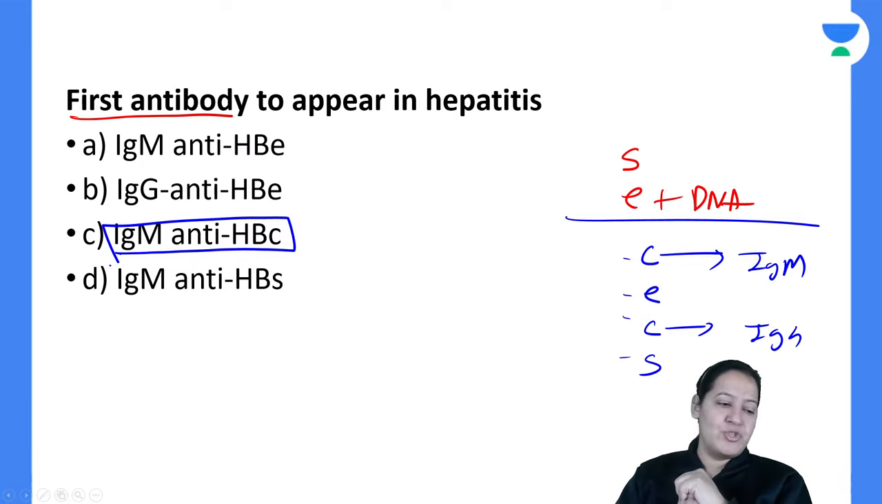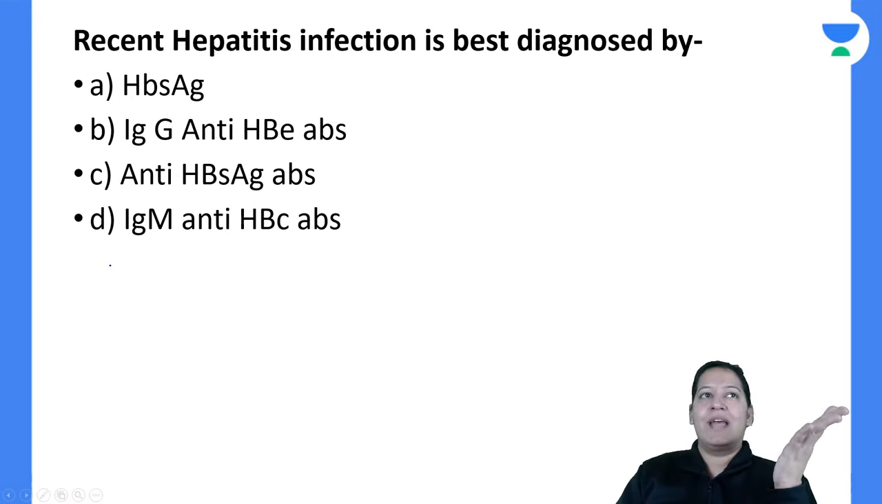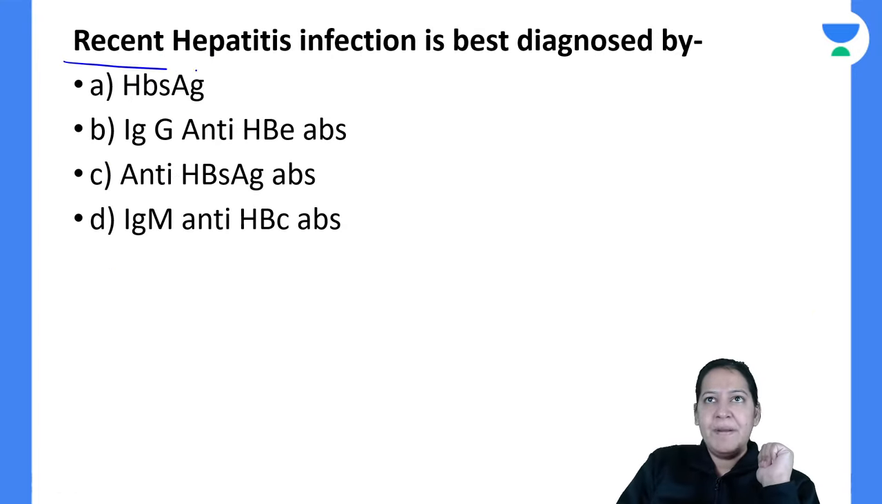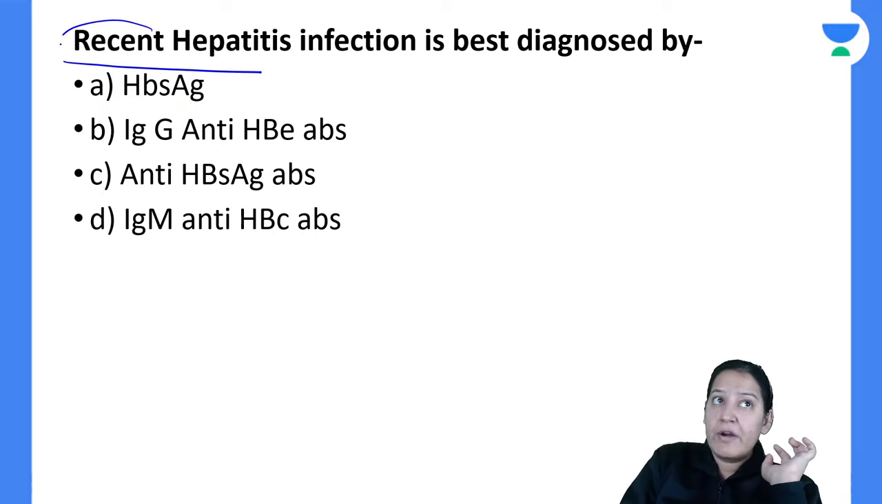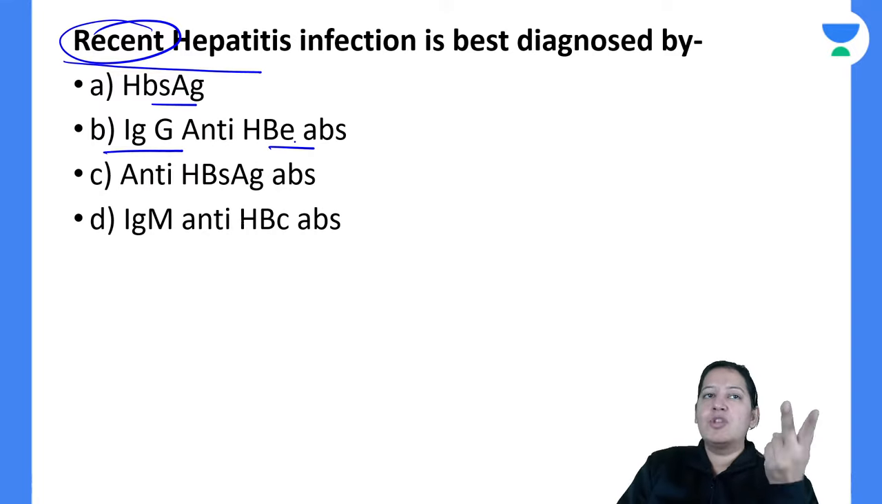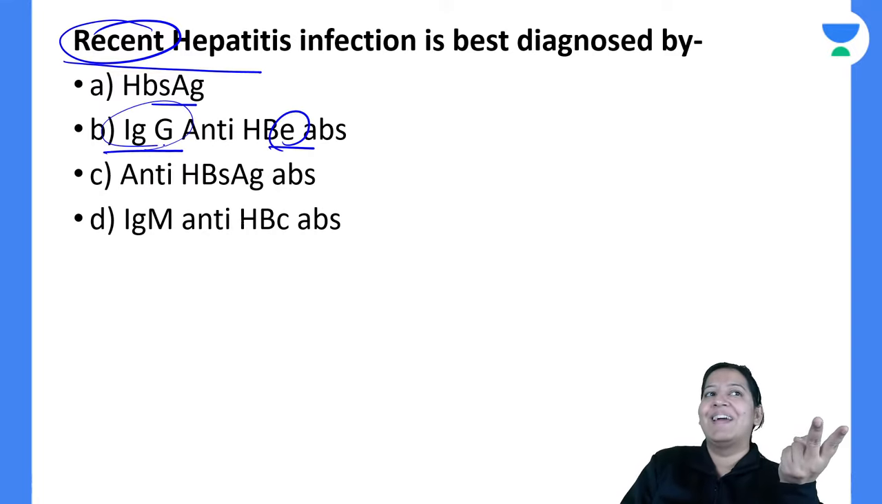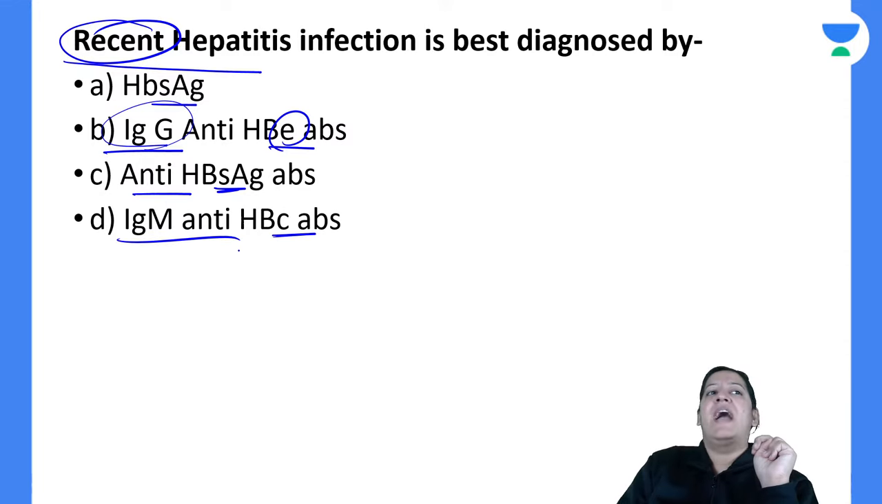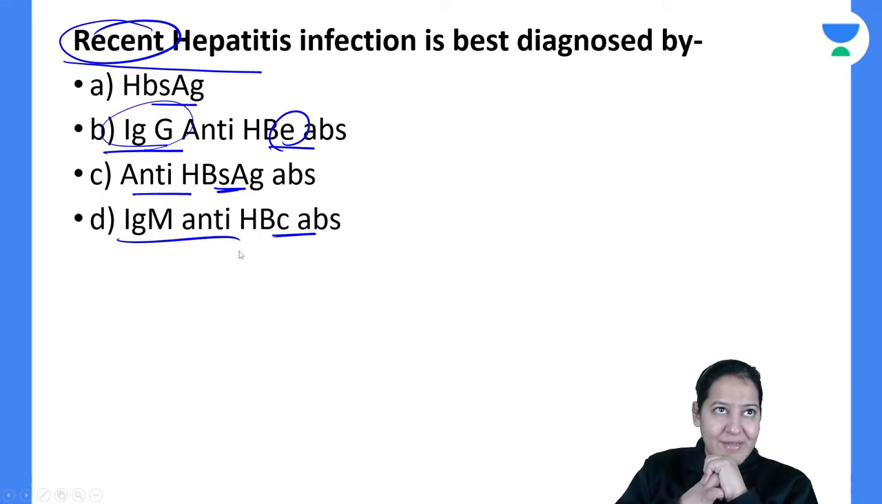That is how you have to approach your questions here, right? So this is the next question in front of you. Recent hepatitis is best diagnosed by. I am asking recent. Recent ka indicator kaun hai? It is HBs antigen, IgG, anti-HBe. Ye to option hi galat hai. E ka IgG hota hi nahi hai. C ke hote hain IgG aur M, right? S ka antibody, S ki antibody ya C ki IgM. So what is your correct answer?